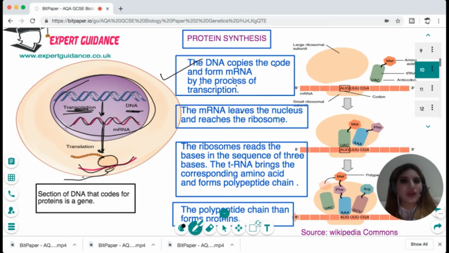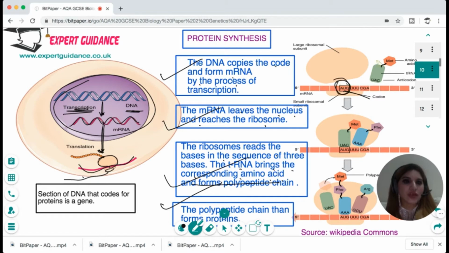The messenger RNA leaves the nucleus and reaches the ribosome. The ribosome reads the bases in sequences of 3 bases, and the transfer RNA brings the corresponding amino acid and forms a polypeptide chain. The polypeptide chain then forms a protein. And always remember, the bases are always read in triplets, and this is known as a codon.